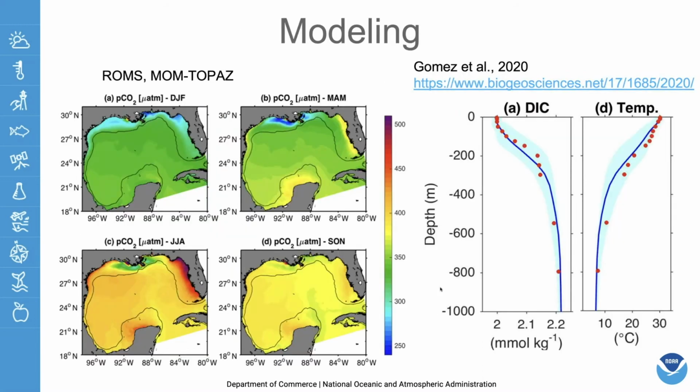Going into our modeling component, our group has been working with a ROMS model that incorporates a MOM TOPAZ biogeochemistry module. What you see here is a paper that was recently published in Biogeosciences. It's been validated against our SUP measurements, but also against our Gulf of Mexico OA cruises, which is what you see here on the right-hand side, where you can see in red our station measurements, and in blue, the monthly averaged values that are output from the model.